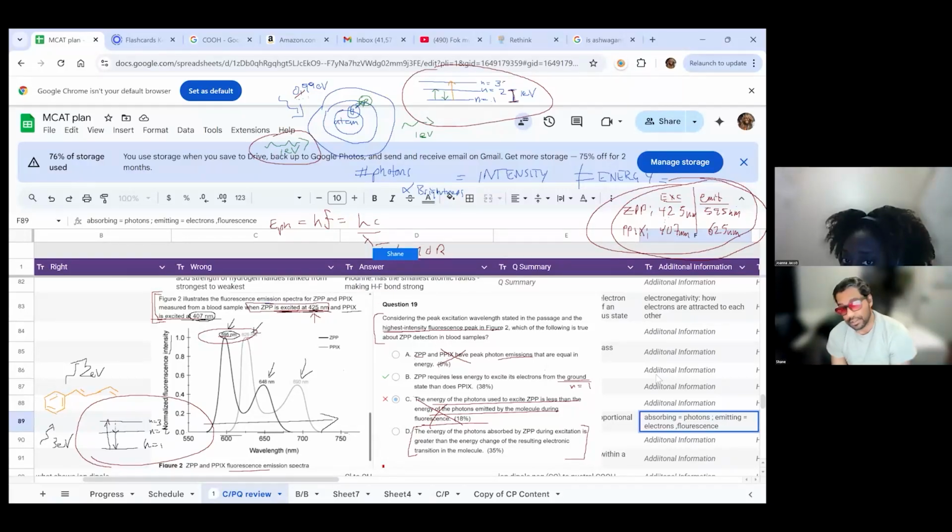So anytime they give us anything like 400 nanometers, if we needed to, we can basically figure out everything about that photon.